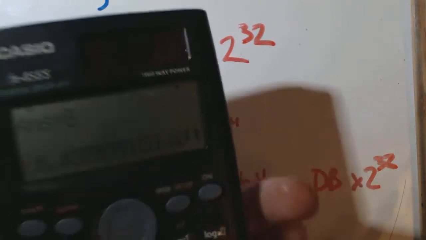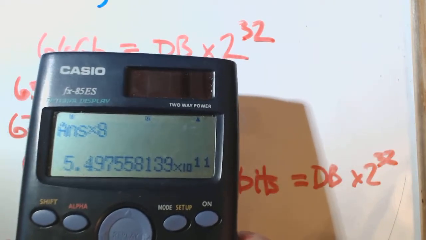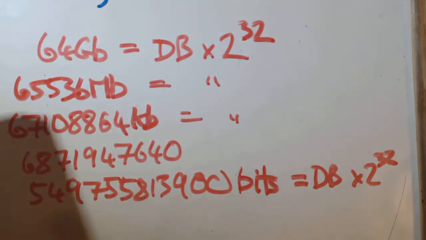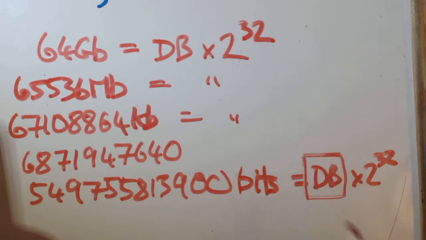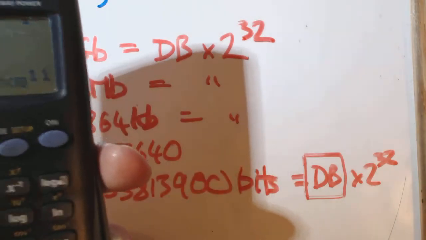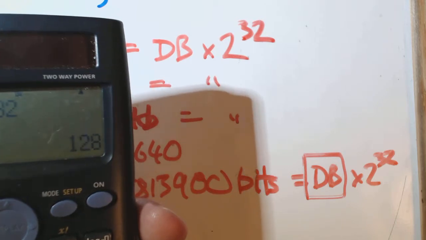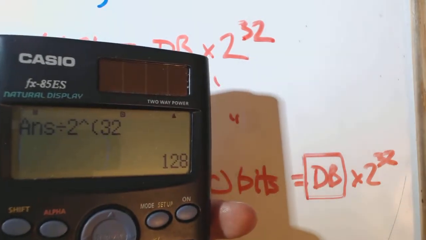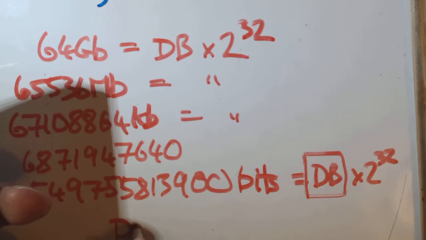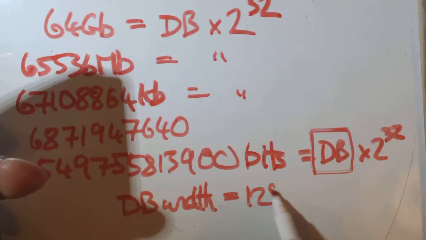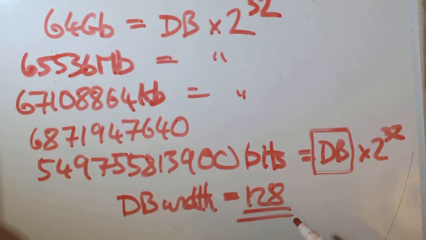Now, I've kept this in my calculator, and that's for a reason, because it's a pain trying to type all this in. So to get to the data bus width, if you want to get rid of this on this side, you divide it by 2 to the power of 32, which means you have to divide that side by 2 to the power of 32. So if I go divide by 2 to the power of 32, that is 128. So that means your data bus width equals 128. So that's got 128 lines.